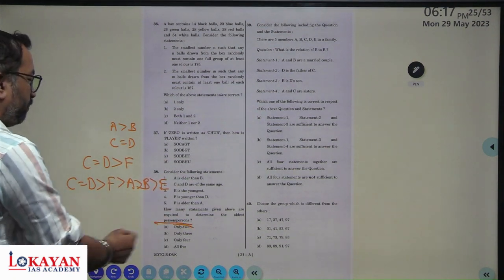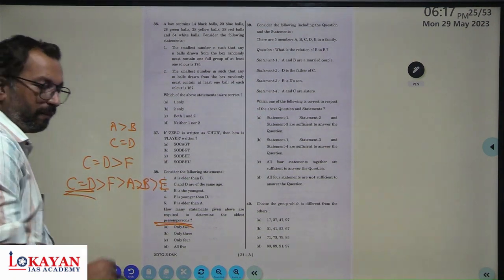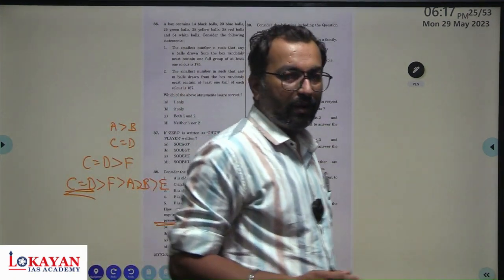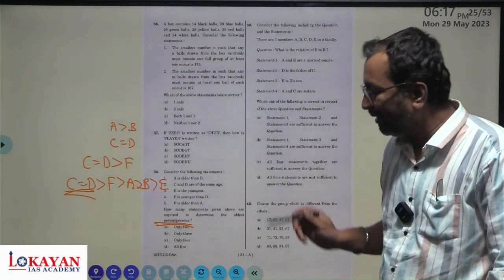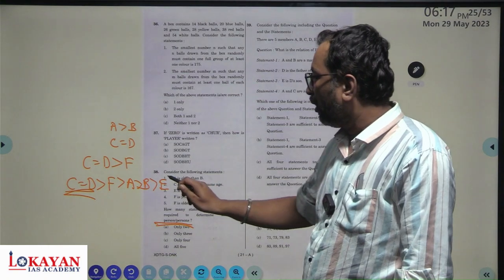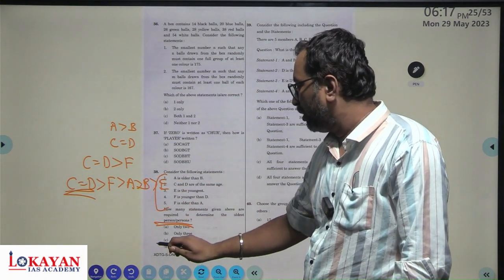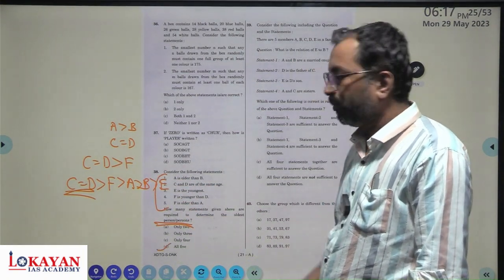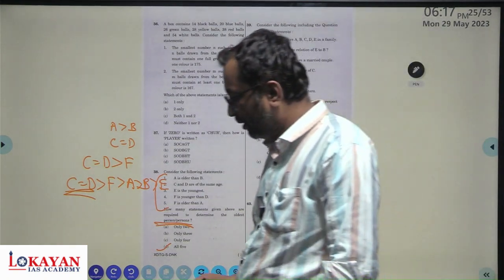Why have they used the plural? Because C is equal to D. So there are 2 oldest persons, C and D. But to determine this, we required all these 5 statements. So all 5, option number D.